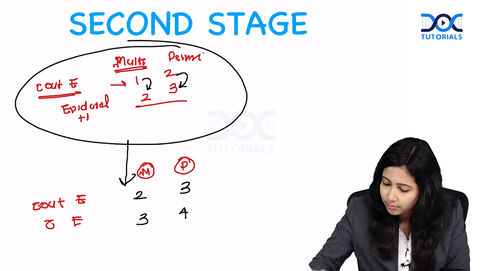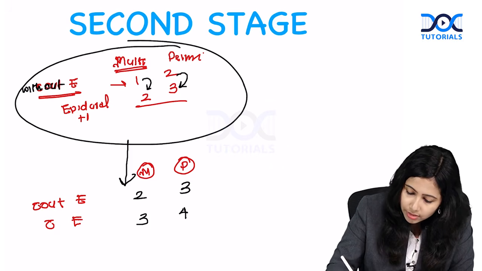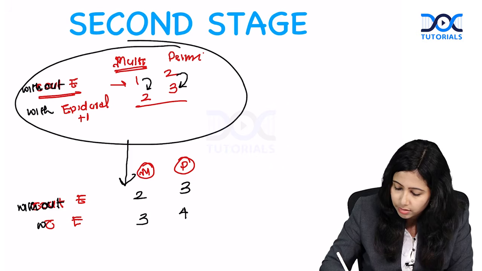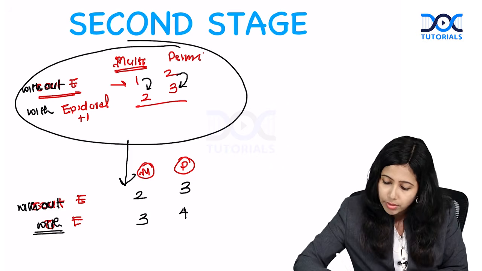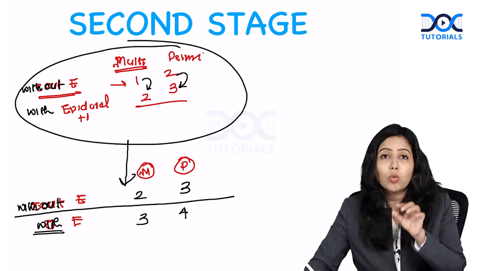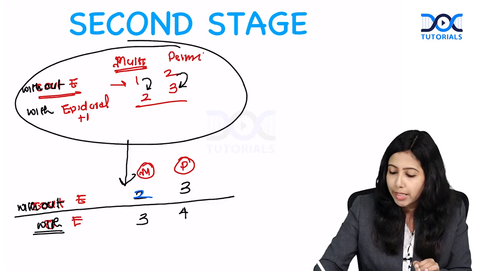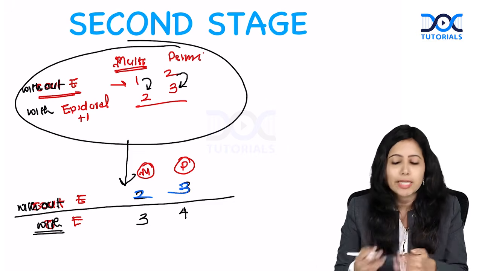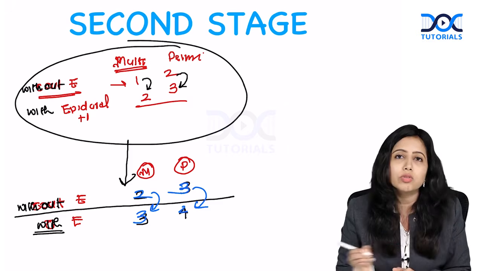So, I'll make this clear. This is without epidural. This is with epidural. Without epidural, let's study that first. Without epidural, in a multi it would be less. So it is 2. In a primi it is 3. Now just add +1 to it. Epidural means always add +1. So 2 becomes 3, 3 becomes 4.